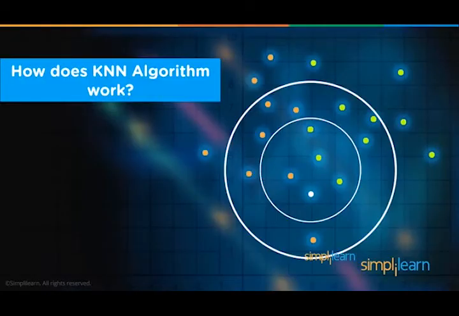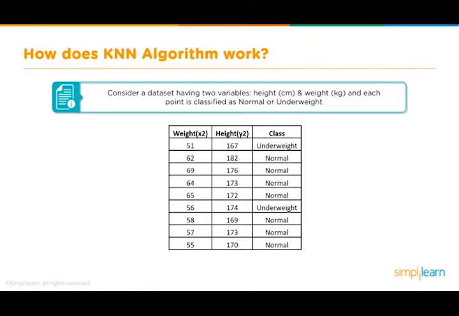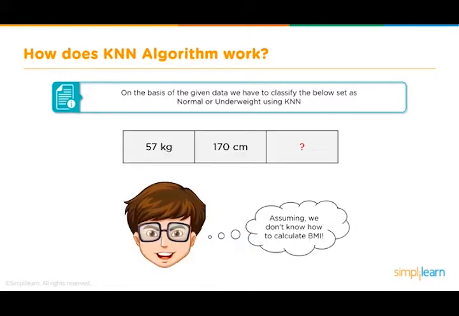How does the KNN algorithm work? Consider a data set having two variables, height in centimeters and weight in kilograms, and each point is classified as normal or underweight. So we can see right here we have two variables, true, false. They're either normal or they're underweight. On the basis of the given data, we have to classify the below set as normal or underweight using KNN. So if we have new data coming in that says 57 kilograms and 177 centimeters, is that going to be normal or underweight?